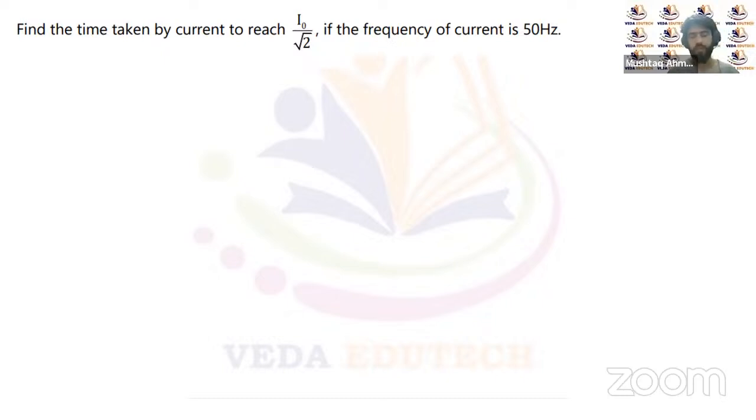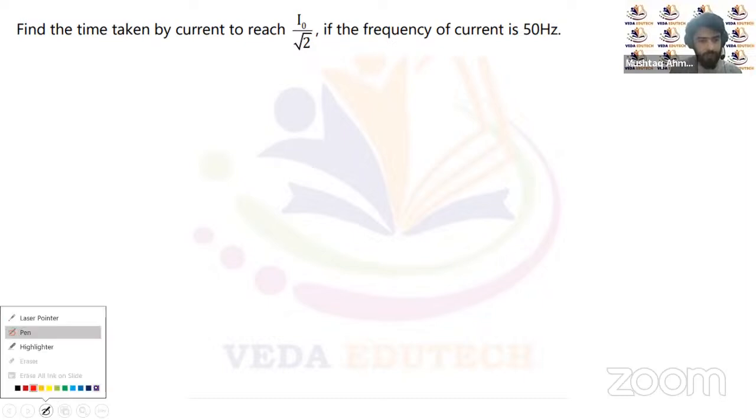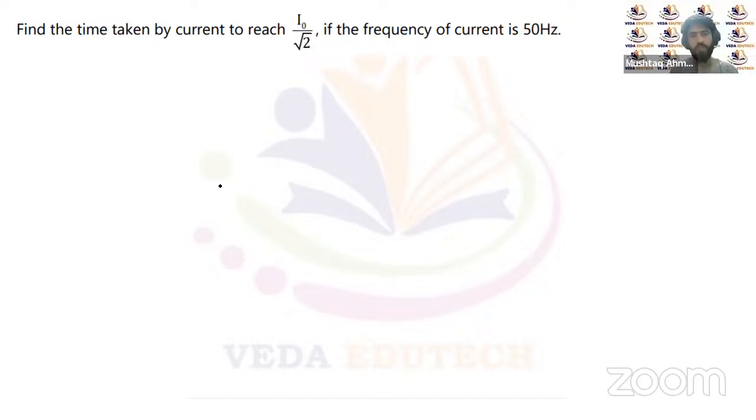Starting with the first question on the screen: find the time taken by the current to reach I naught by root 2 if the frequency of the given current is 50 hertz. So this is nothing but the RMS value of the current.